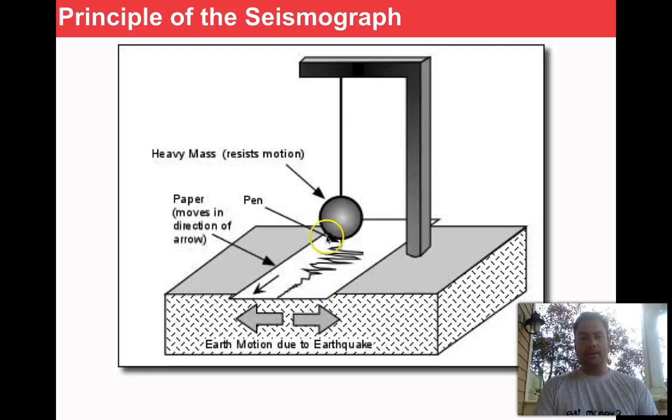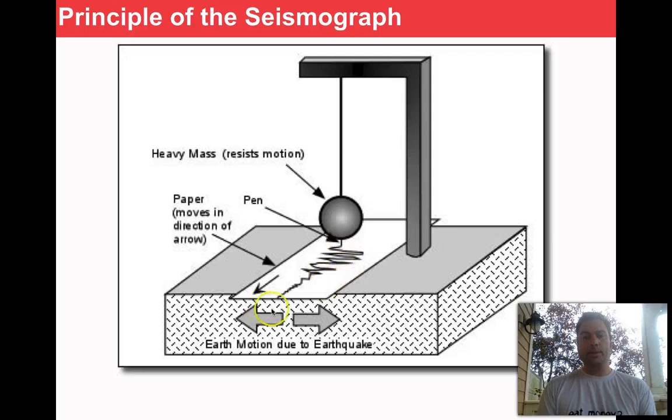What will happen is the heavy mass resists motion. It has inertia. It wants to stay at rest. This is Newton's first law. Things that are at rest tend to stay at rest. Things in motion tend to stay in motion. So if an earthquake begins to occur, the seismograph will start to move, but the ball will try not to. It will resist it.